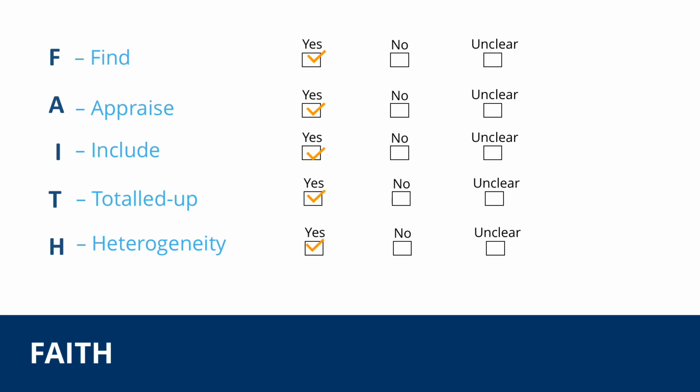If you answered yes to all the FAITH checklist items, you can be confident that the review has been conducted in such a way that bias is minimised. If you answered no or unclear to most or all of the items, you may consider looking at a different review if there are others available addressing your question or uncertainty. If your appraisal has found some FAITH items a yes and some a no or could not be answered, the trustworthiness of the review is less clear.